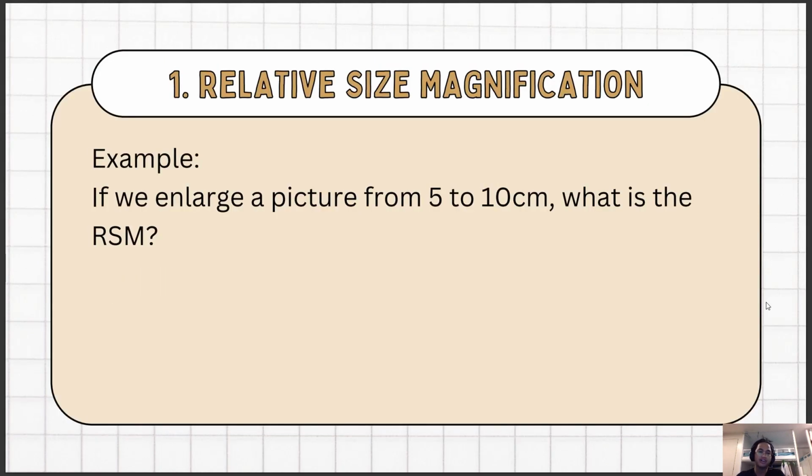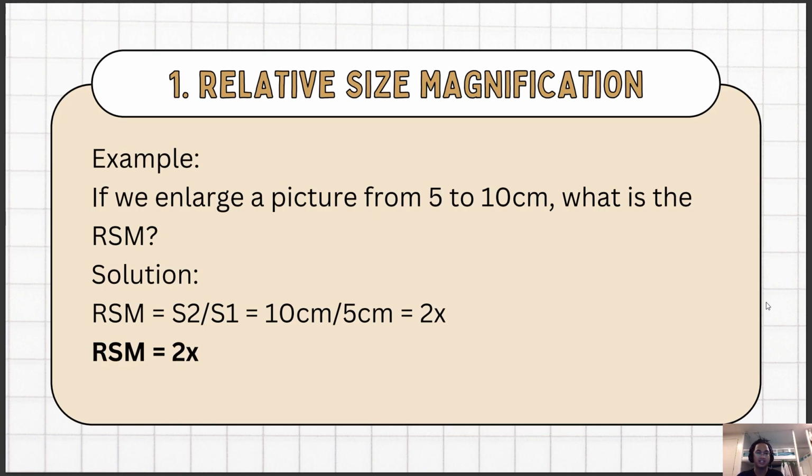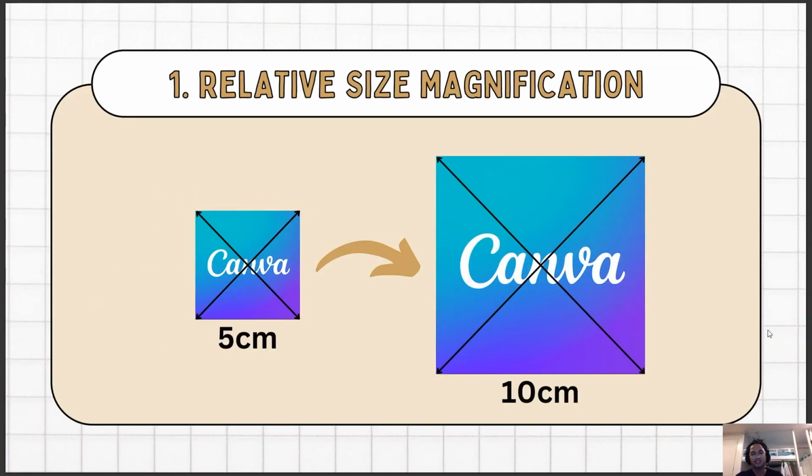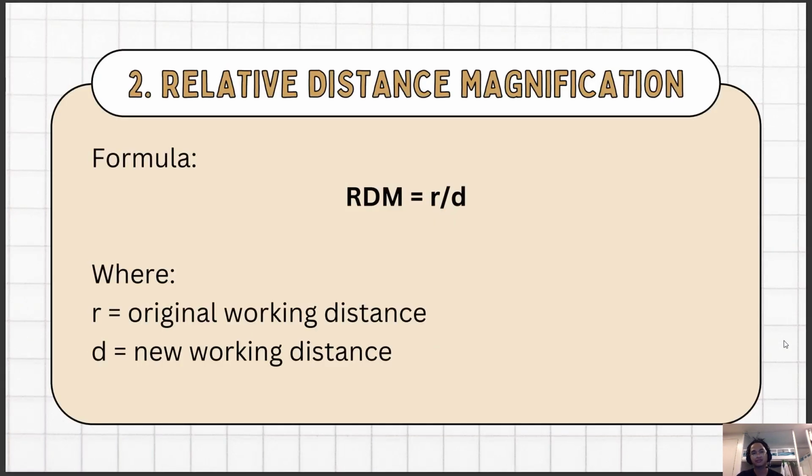So for example, if we enlarge a picture from 5 to 10 centimeters, what is the RSM? So the solution would be the new size over the original size. So since the new size is 10 centimeters, we divide it by 5. So we got 2 times. So RSM is equal to 2 times. So to picture it out, this is the original size, the 5 centimeters, and this is the 10 centimeters. So by doubling the 5 centimeters, we gain the 10 centimeters.